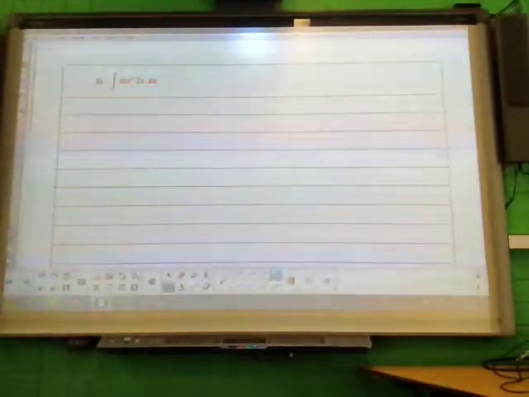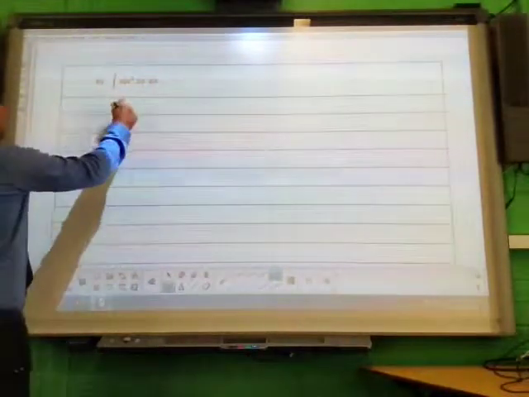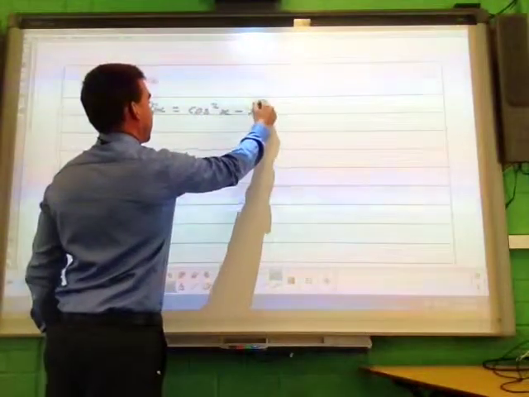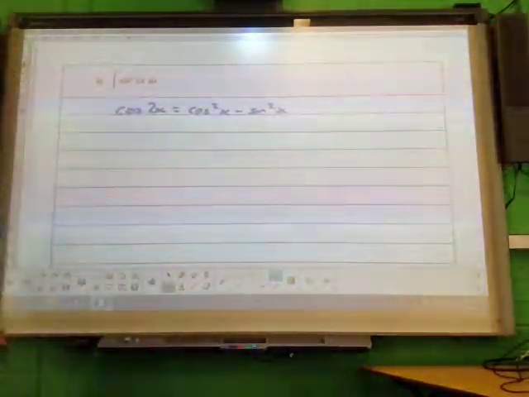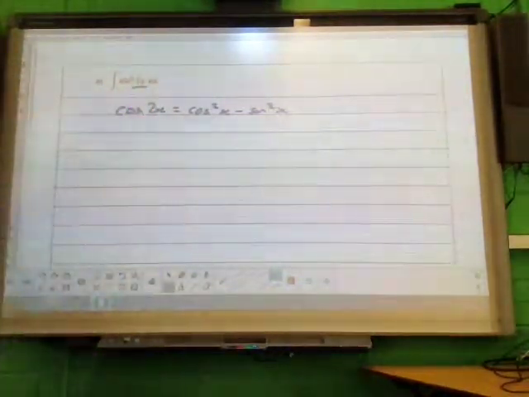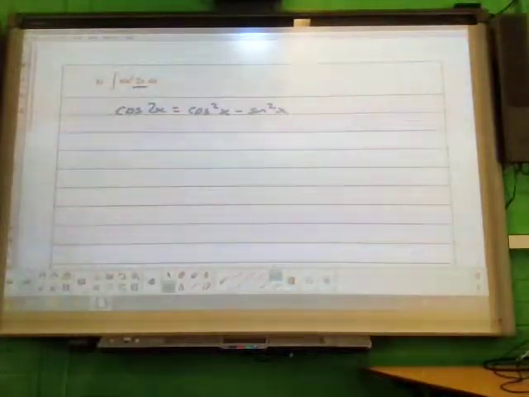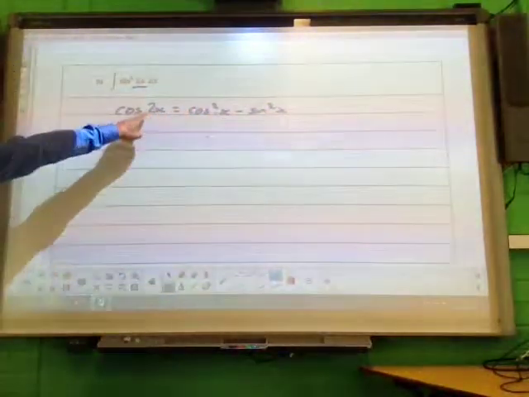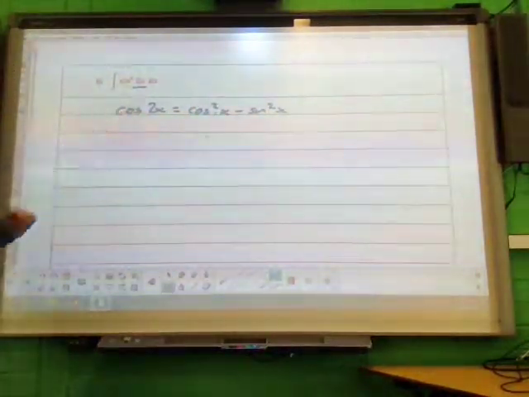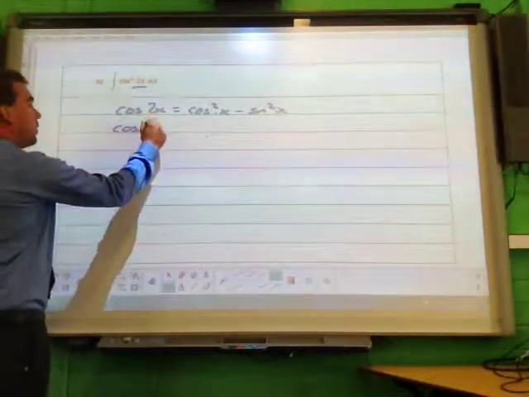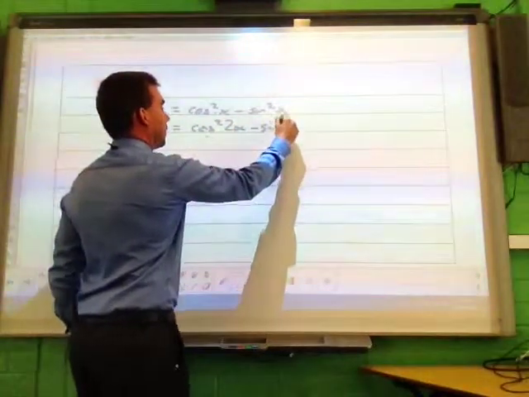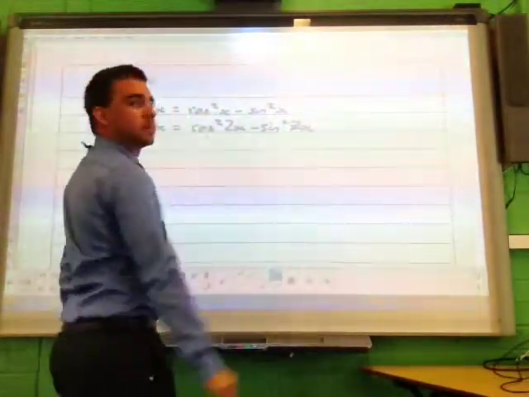Alright, let's try sine squared of 2x. So we've got to be careful. cos 2x is cos squared of x, take away sine squared of x. But in here we have sine squared of 2x. So I need to put the coefficient of 2 in both of these, here and here, and that means I need to also do a double in here. So it becomes cos 4x is cos squared 2x, take away sine squared 2x.